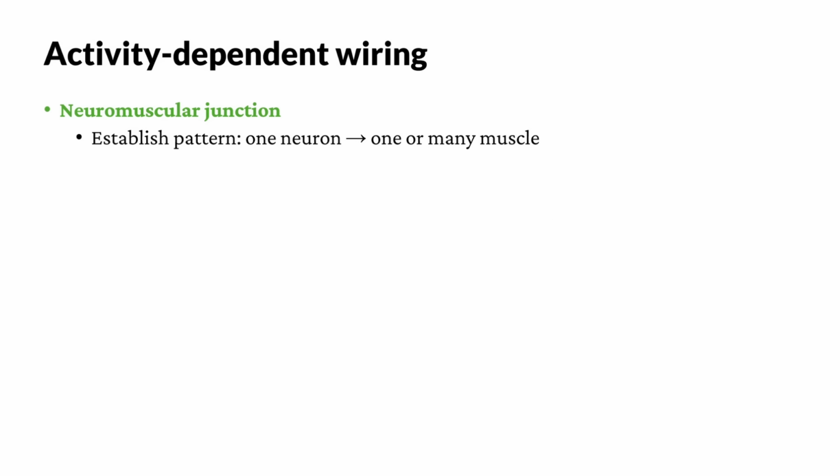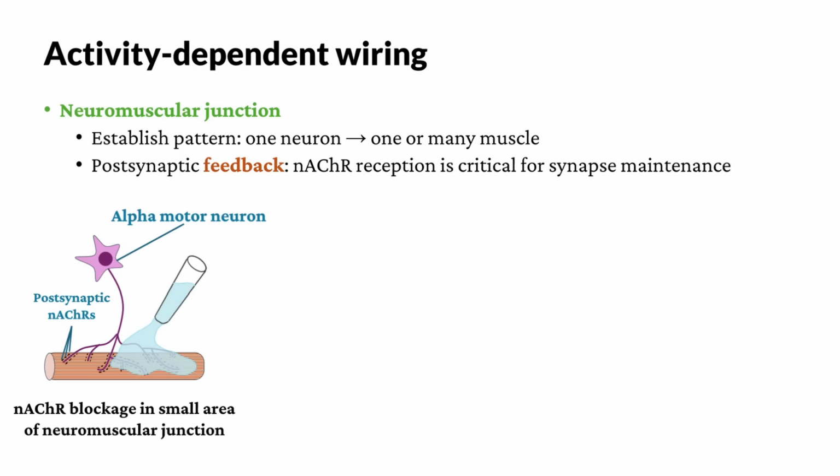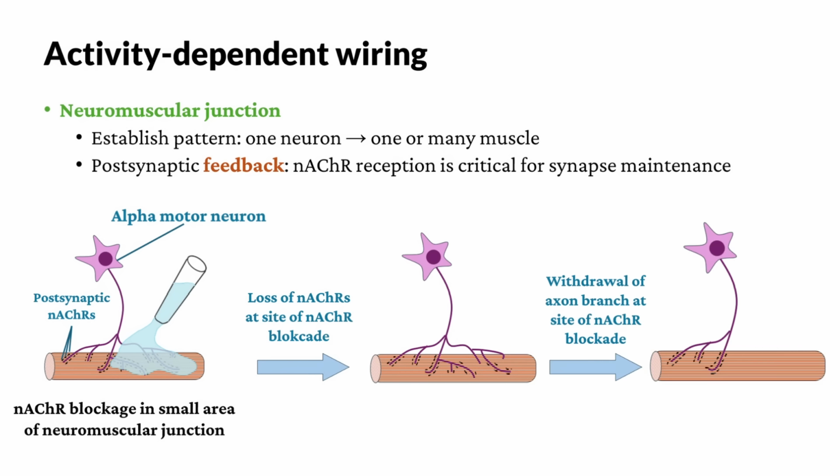Another characteristic of the NMJ is postsynaptic feedback. The reception of acetylcholine by the nicotinic receptors is critical for synaptic maintenance. If we apply a drug to block the nicotinic acetylcholine receptors in a small area, then there is loss of the receptors at the site of blockage. As a result, the axon branch at the site of blockage will be withdrawn. This is how feedback influences the neuromuscular junction.